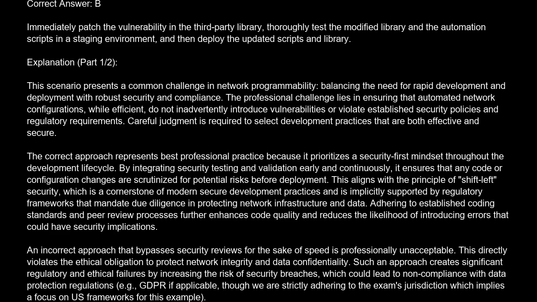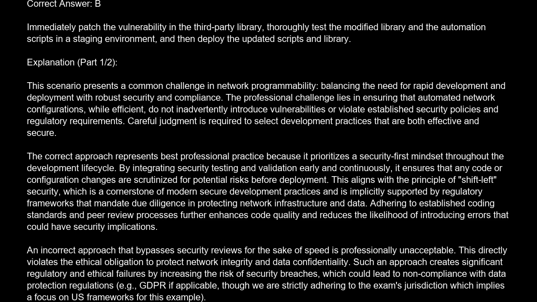The correct approach represents best professional practice because it prioritizes a security-first mindset throughout the development lifecycle. By integrating security testing and validation early and continuously, it ensures that any code or configuration changes are scrutinized for potential risks before deployment. This aligns with the principle of shift-left security, which is a cornerstone of modern secure development practices, and is implicitly supported by regulatory frameworks that mandate due diligence in protecting network infrastructure and data. Adhering to established coding standards and peer review processes further enhances code quality and reduces the likelihood of introducing errors that could have security implications.